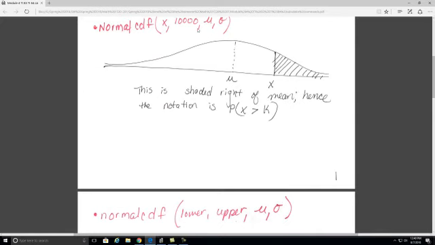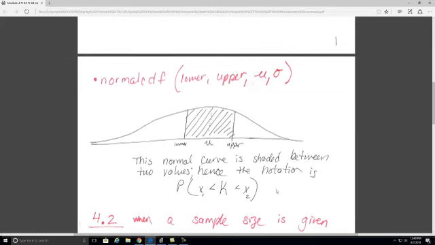This command is used when it's shaded to the right. Once again, you have a normal bell curve. Your x value is whatever it's greater than. But in this instance, since it's shaded to the right, you know you have a positive infinity, which will be represented by positive 10,000. So your lower bound would be x, whatever it's greater than. Your upper bound would be 10,000, and then once again you have your mean and standard deviation.